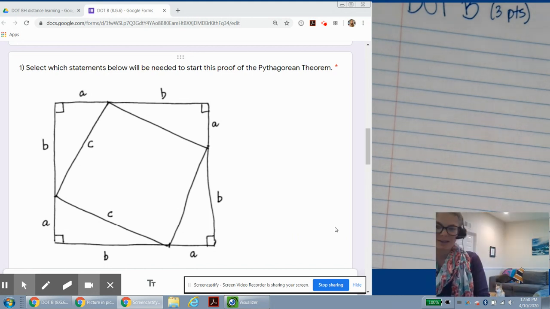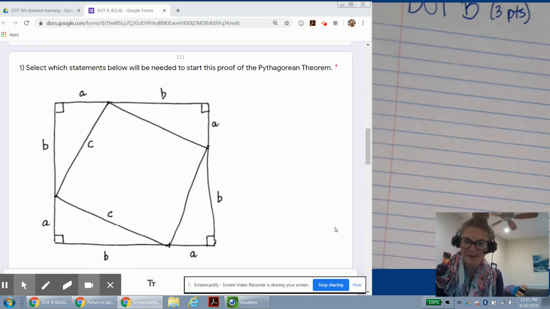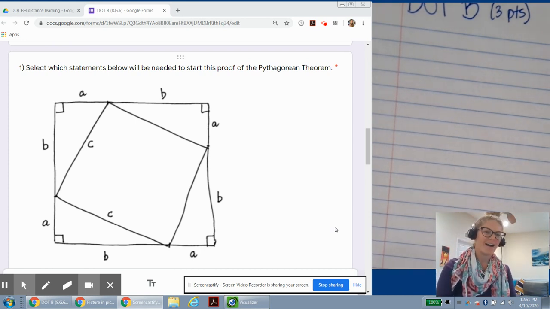Now, if you can see Pi, she's here too, ready to go over some Pythagorean Theorem proofs. She loves them. So let's take a look.